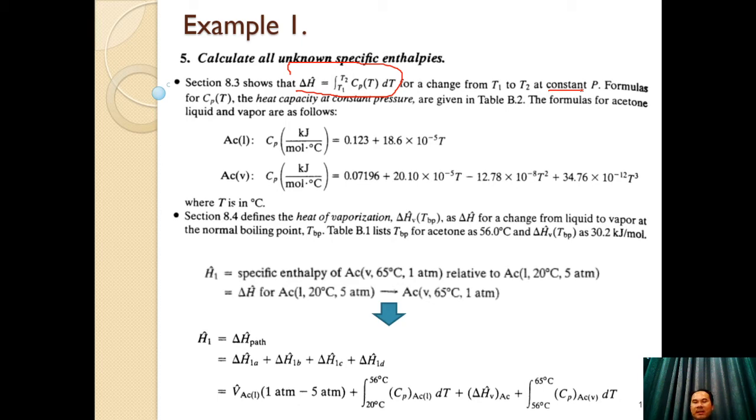Mostly, we have some information about the Cp of the chemical. In the table in our book, for example, for acetone liquid phase, Cp is the specific heat capacity, or heat capacity at constant pressure. Cp in kilojoule per mole degree Celsius is equal to this term, and for vapor, equal to this term. If you know Cp, you insert Cp and then do the integration. It is the second step, and you calculate entropy based on the integration of Cp.